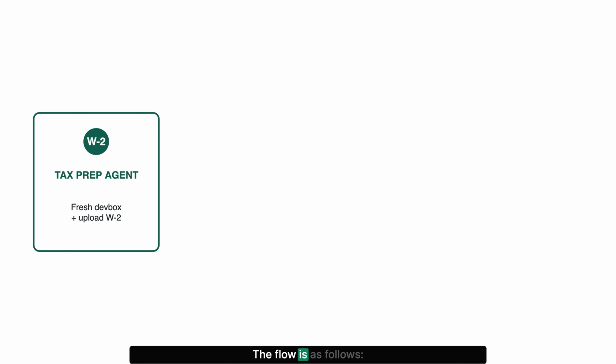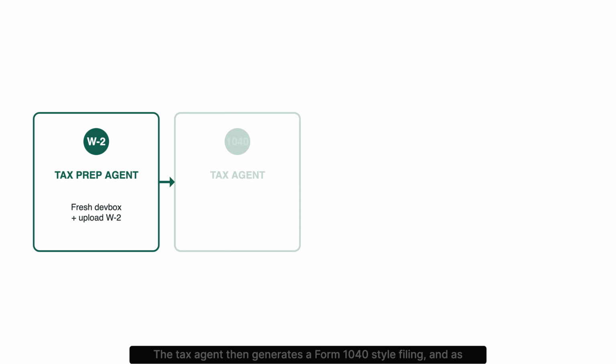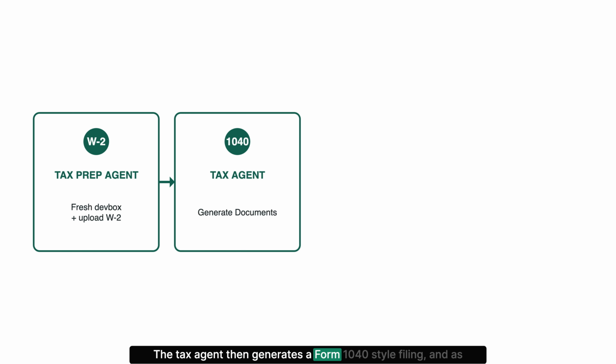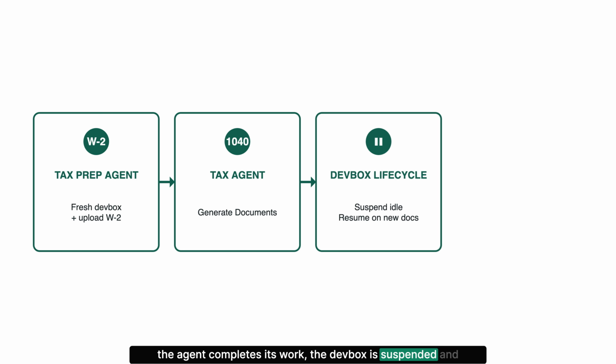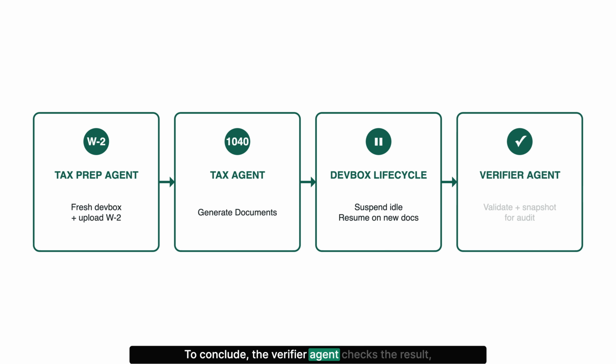The flow is as follows. The tax prep agent starts a fresh Runloop Devbox and uploads an initial W-2. The tax agent then generates a Form 1040 style filing. And as the agent completes its work, the Devbox is suspended, and as new documents arrive, the Devbox is resumed on demand. To conclude, the Verifier agent checks the result and we snapshot the environment for an audit.